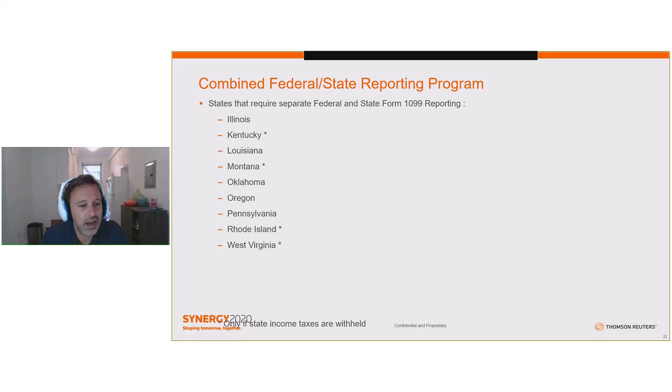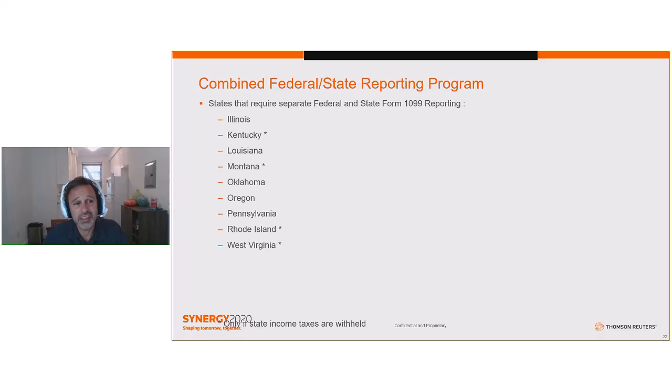So here are just a few examples of states that require separate federal and state reporting. And again, as Jerry said, states are joining the program more and more, so this could change very rapidly. But Illinois, Kentucky, Louisiana, Montana, Oklahoma, Oregon, Pennsylvania, Rhode Island, and West Virginia require separate reporting.